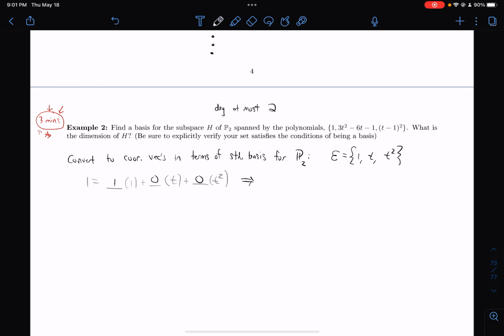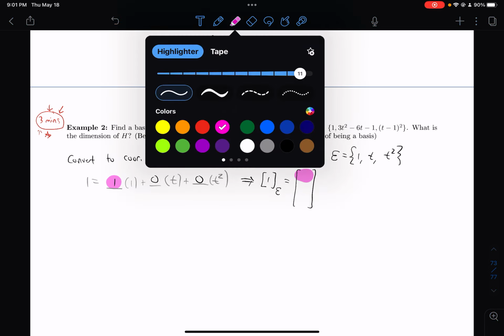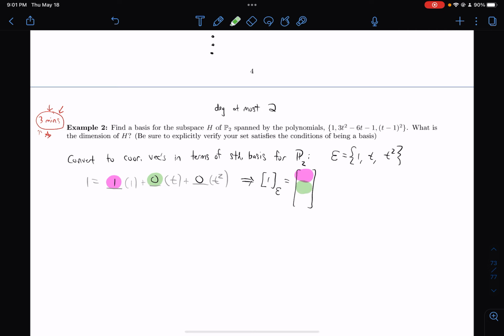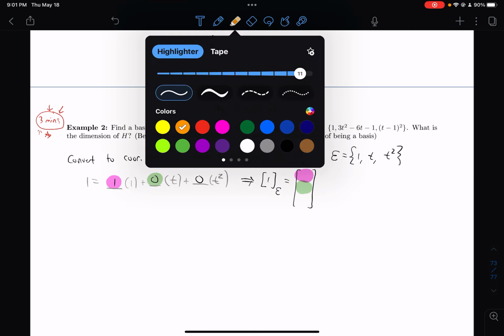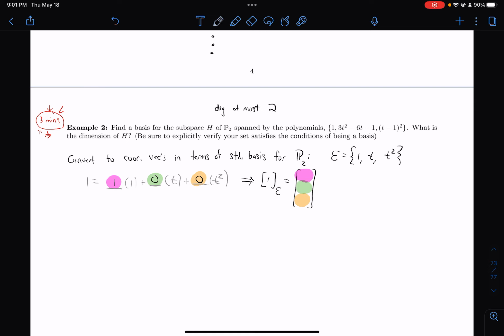At this point, I take those weights, and I put them into the vector, and that gives me the coordinate vector. The way I denote this is I write my polynomial, which is 1, in brackets. I put the basis as a subscript. That's a notation for a coordinate vector. And then I form the vector that has those entries as the weights. So the first weight becomes the first entry of the vector. And then the next entry will be the next weight. And this last weight becomes the last entry of the vector. So that first weight was a 1, then I had a 0, and then I had a 0. And that's my coordinate vector.